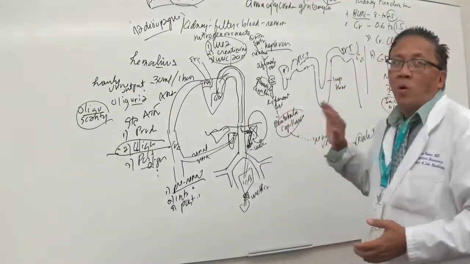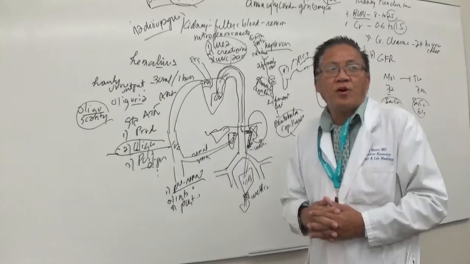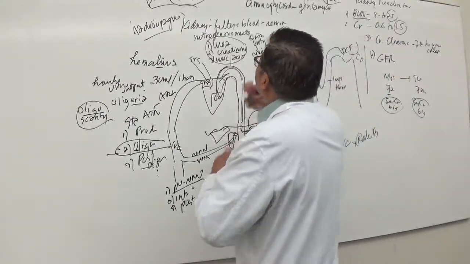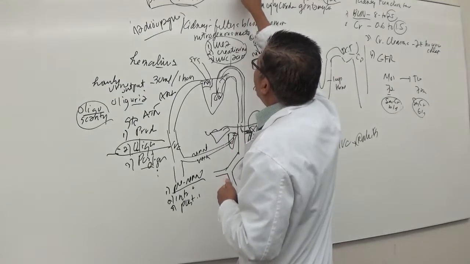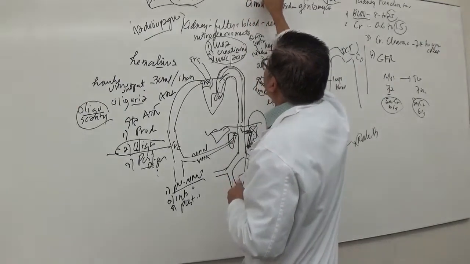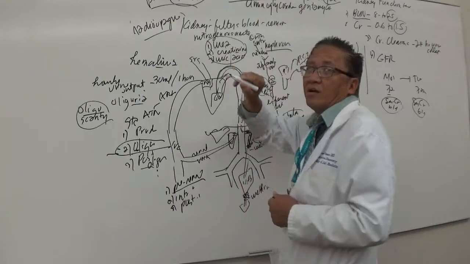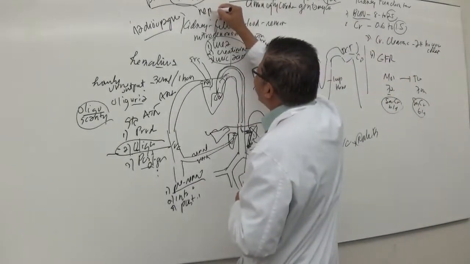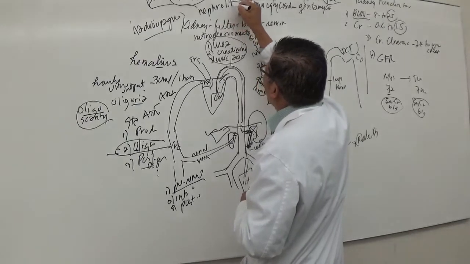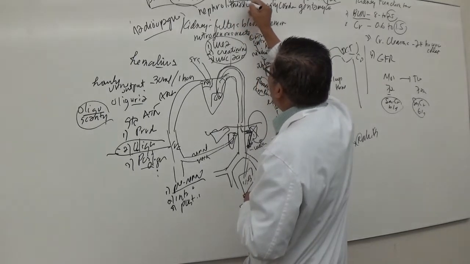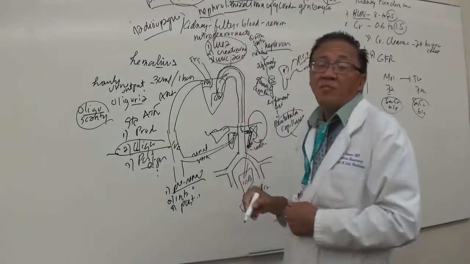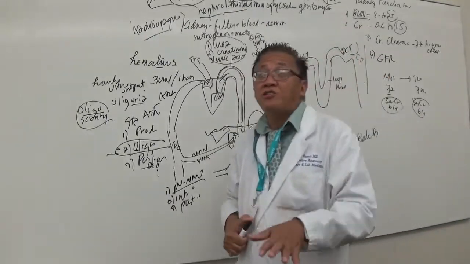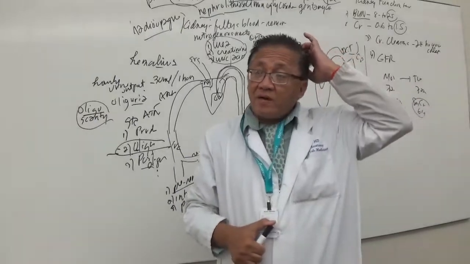Okay, so now have you heard of the word lithotripsy? Have you heard of that? What is it called? Lithotripsy, right? What's another name for kidney stone? It's called nephrolithiasis. Nephro what? Lithiasis. What does lithiasis mean? Stone. Nephro means kidney.